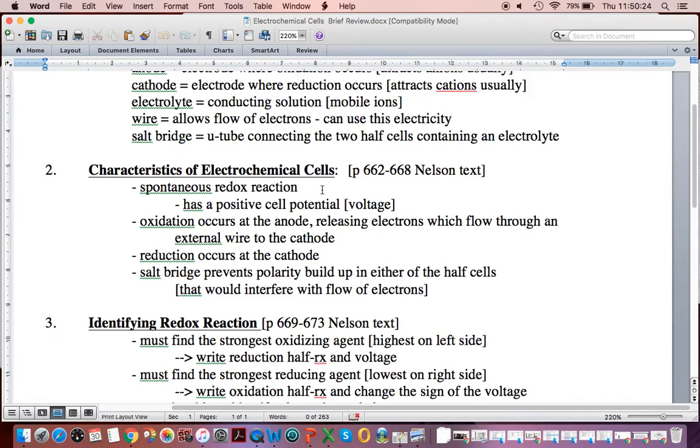Well, electrochemical cells, you should know they're also called voltaic cells and galvanic cells, and they involve spontaneous redox reactions. That means when you calculate the E0 value, it will have a positive cell potential. Oxidation always happens at the anode, reduction always happens at the cathode, so the flow of electrons is always from anode to cathode.